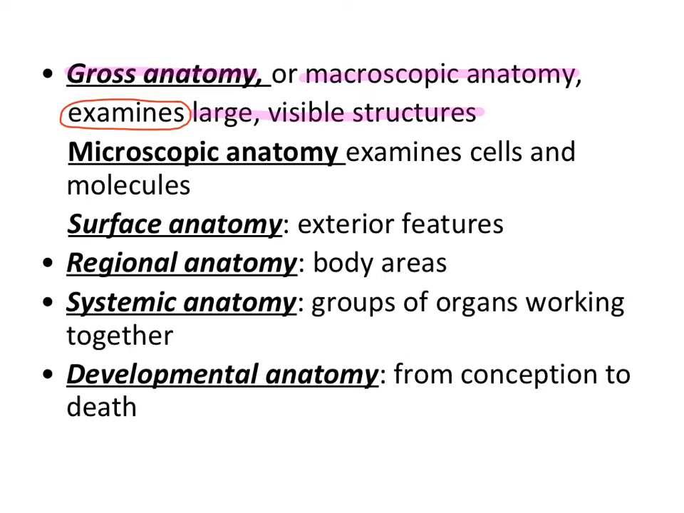There's also surface anatomy. That includes the external features. There's regional anatomy. That includes certain body areas. If we talk about the thoracic cavity of the chest or the abdominal cavity, that's an example of regional anatomy. Then there's systematic anatomy. That includes the 11 body systems and studying those. There's developmental anatomy from conception to death.